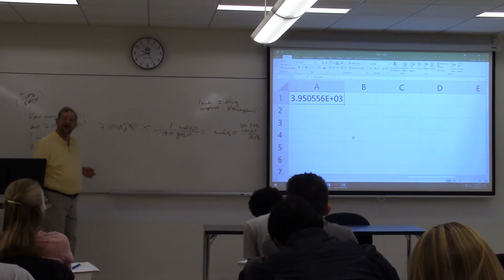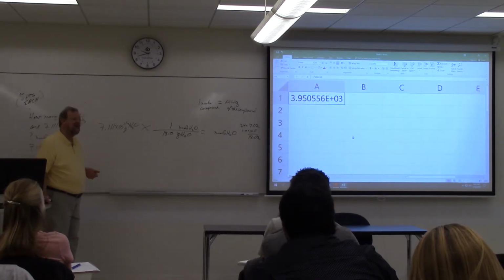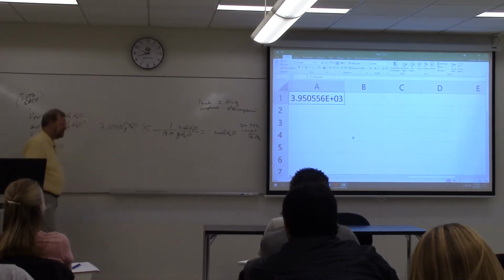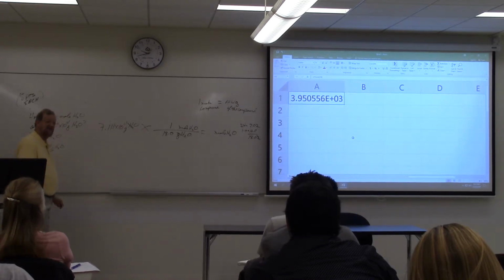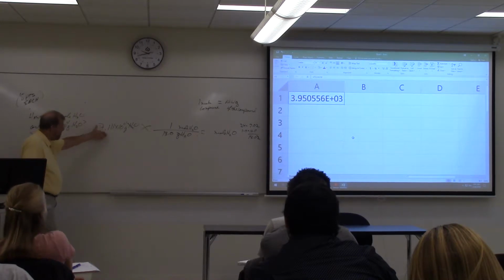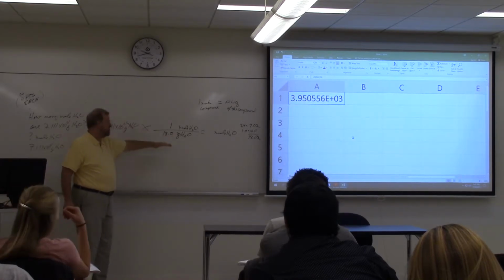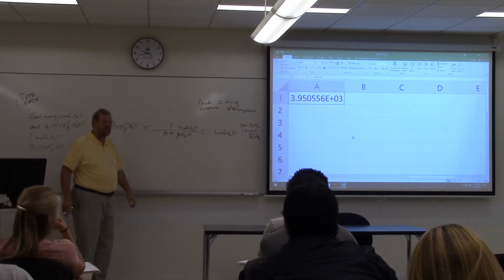How do you determine how many significant figures your answer should be? You look at the numbers you're multiplying and dividing, and the answer should have the same number of significant figures as the number with the fewest significant figures. This has 4, all non-zero integers are significant. All zeros past the decimal are significant. This has 3.